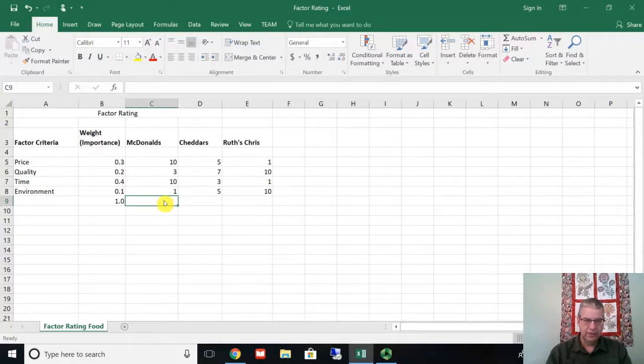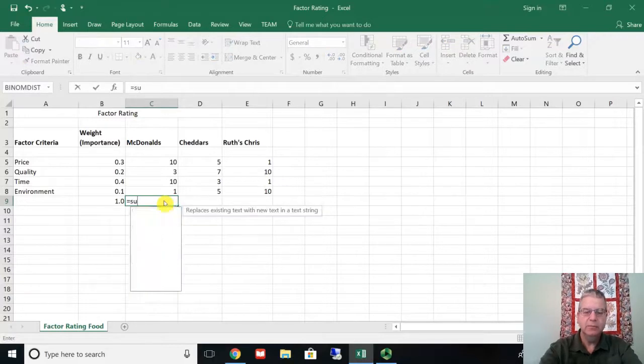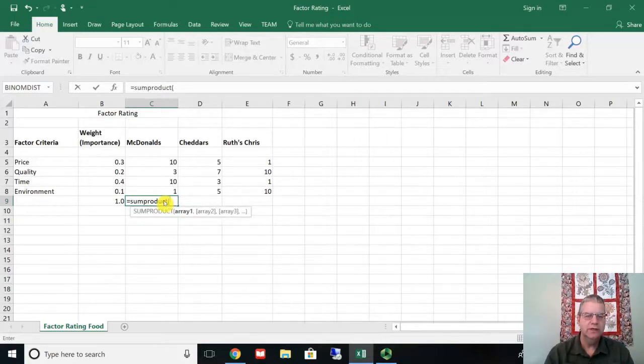So I could do that the way I said it. I could just do equals and point to the 0.3 and then multiply by the 10 and point to the 0.2 and multiply by the 3. But Excel's got a nice little function actually, and it's called a sum product. What a sum product will do is it'll do all those multiplications for us in one quick step. And so it wants to know, okay, here are my weights.